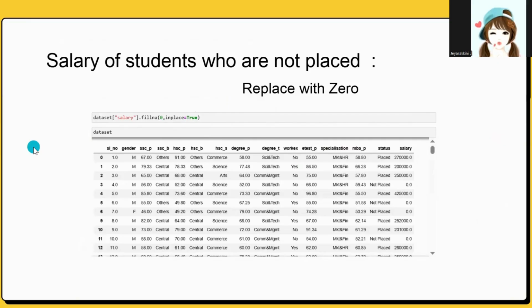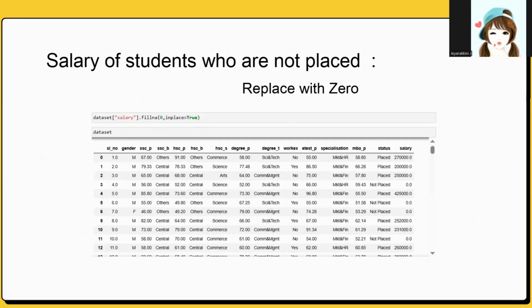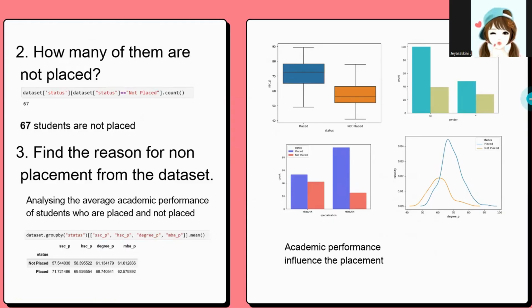Next, another thing we found while viewing the dataset is all the students who are not placed, their salary values are left as None. So we're going to replace that with 0 as it makes sense. Students who are not placed don't get a salary. So let's replace that with 0 using that fillna code. So in the salary column, .fillna(0). Again, inplace equal to True means after filling it up with 0, we are again storing the dataset in the same variable name as dataset.